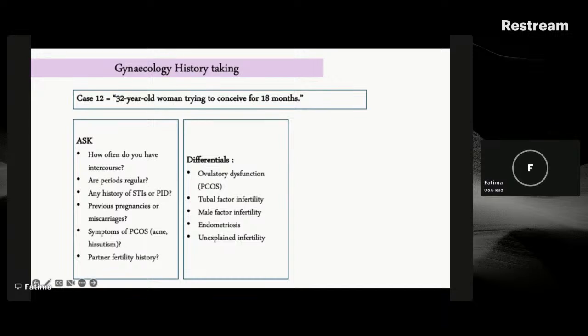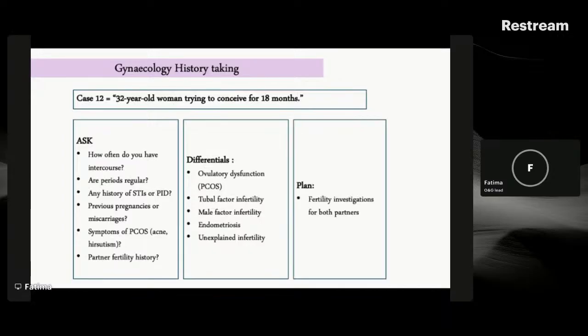Is there endometriosis, as mentioned? Is it unexplained infertility? Plans would be, you do the fertility investigations for both the partners, and those would be blood tests, those would be ultrasound scan for the lady, blood tests for the male partner, assessing their sperm as well.